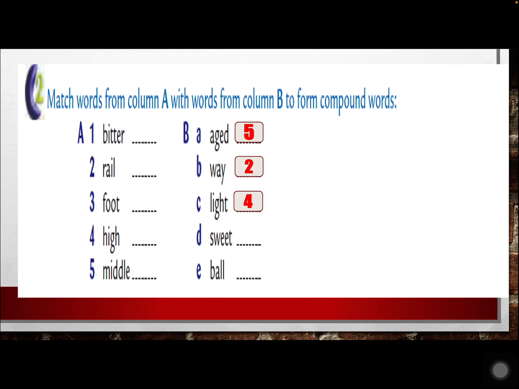What about the word sweet? Very good. We can say bittersweet. And the last one goes with the last one. As you know, we have ball and we have foot. They become football. All right.